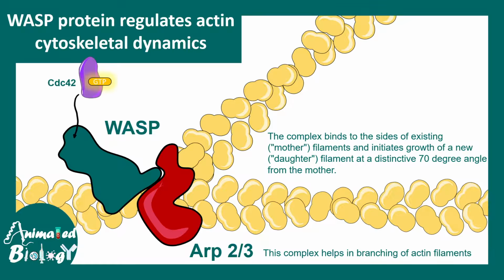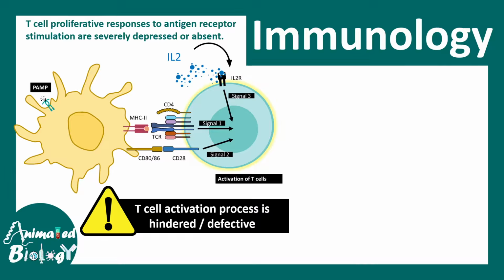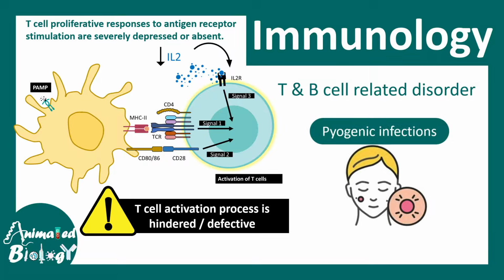Especially, the immune cell which is affected is the T cell. So the T cell activation process is abrogated in this particular syndrome. Also, interleukin 2, which is crucial for naive T cell proliferation, is also reduced in this syndrome. So when the T cells are non-optimal, it can be categorized as a T or B cell disorder. And when the T cell or cell-mediated immunity is not proper, then pyogenic infections are pretty much recurrent.